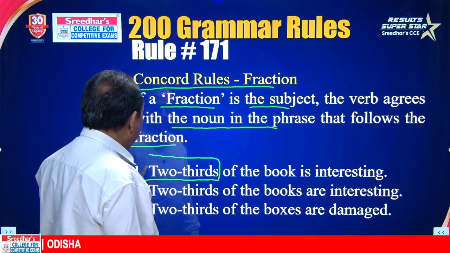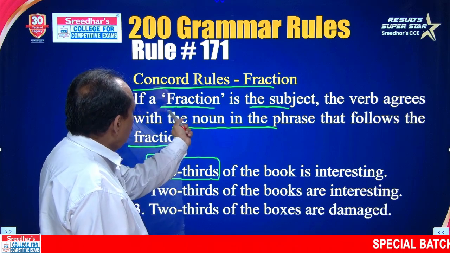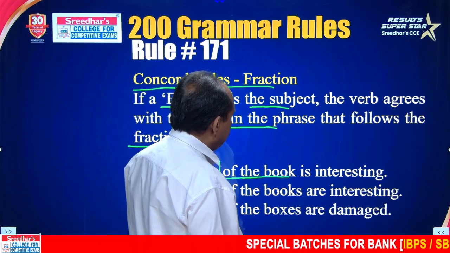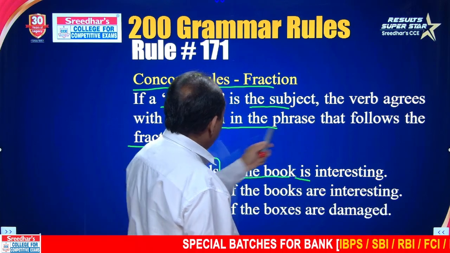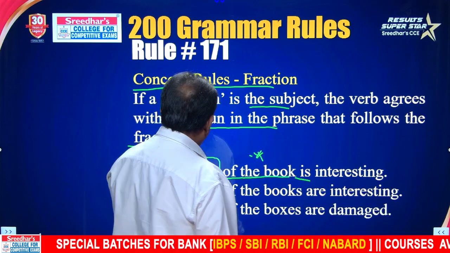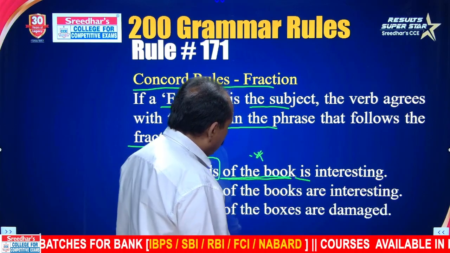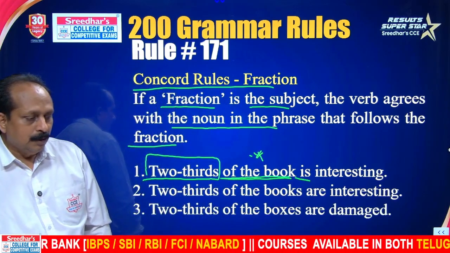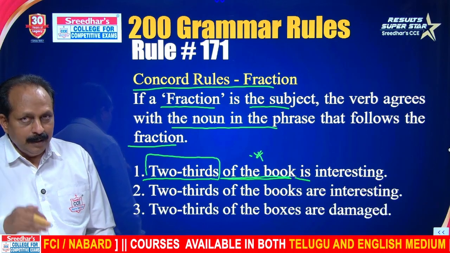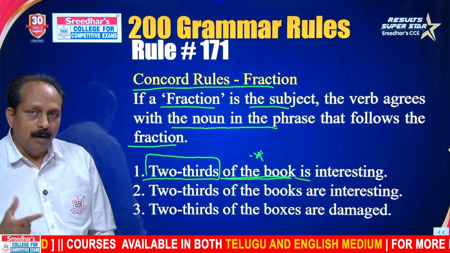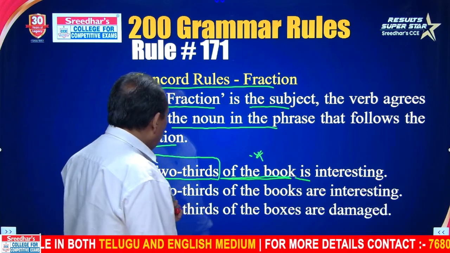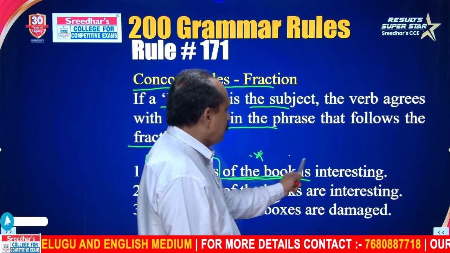What is the subject here? 2/3, that is a fraction. If a fraction is the subject, "of the book" is a phrase. The verb agrees with the noun in the phrase that follows the fraction. So what is the phrase that follows the fraction? Of the book. In this "of the book" there is a noun. What is the noun? Book. Book is singular, so we have to use a singular verb. 2/3 of the book is interesting.